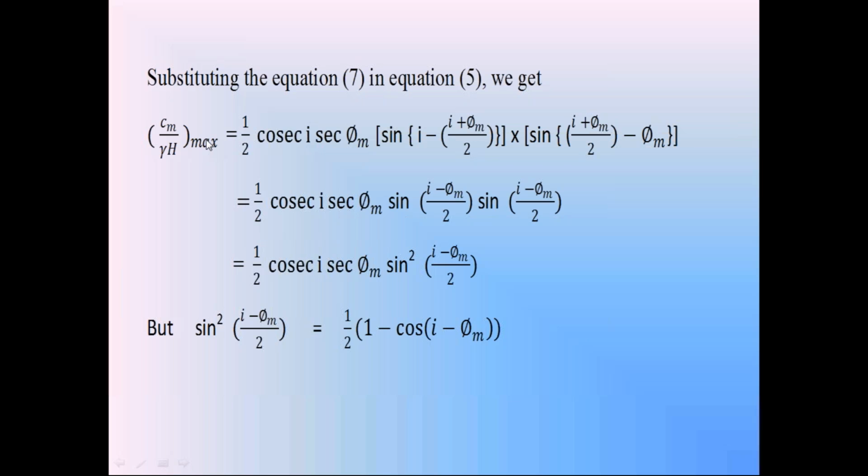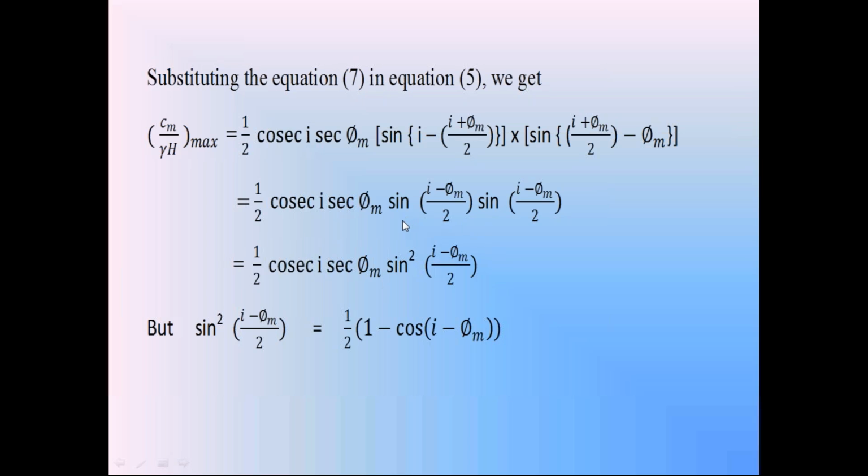Cm by gamma h maximum. So check that carefully. Cm by gamma h maximum is equal to half into what is the right hand side? Cosecant i into secant phi m into sine (i minus phi m) by 2 into sine (i minus phi m) by 2. This is equal to sine square (i minus phi m) by 2. Now, according to trigonometry, sine square (i minus phi m) by 2 is half into 1 minus cos (i minus phi m) by 2.